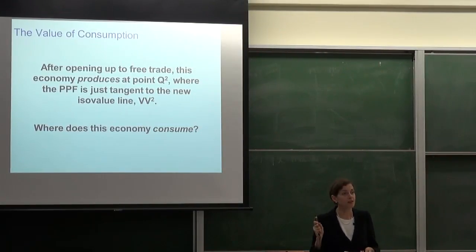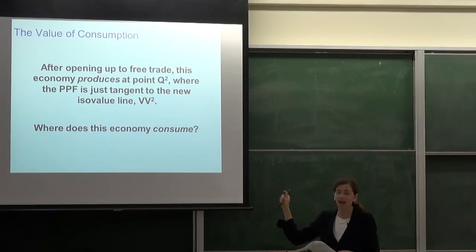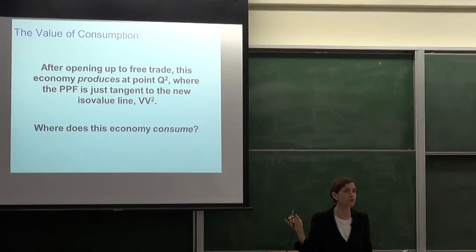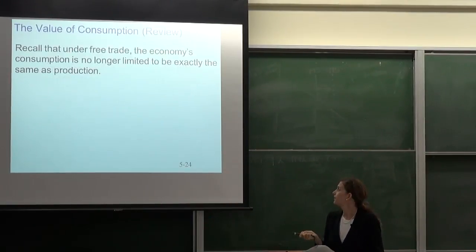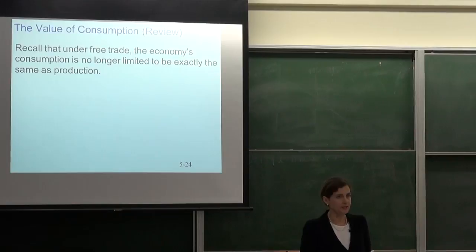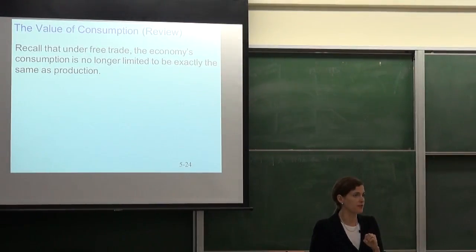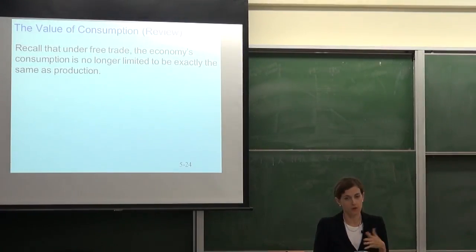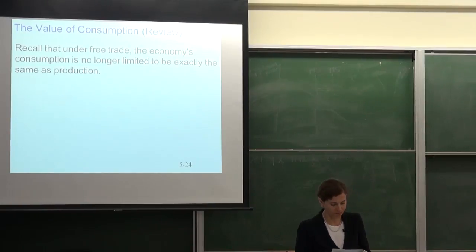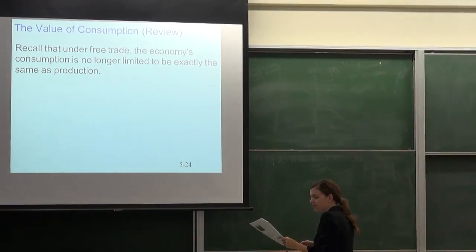Where does this economy consume? So this is kind of a new question, but actually you already have all the tools to answer it. So remember that under autarky, the economy can only consume what it produces, right? Because there's no trade. So if you want something, you have to make it yourself. But under free trade, consumption is no longer limited to be exactly the same as production.